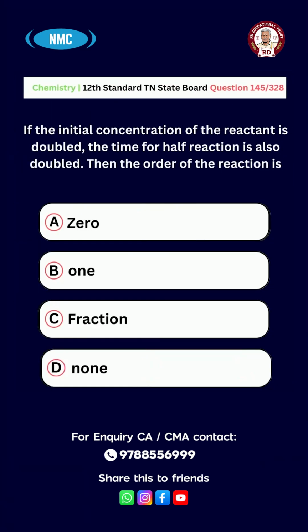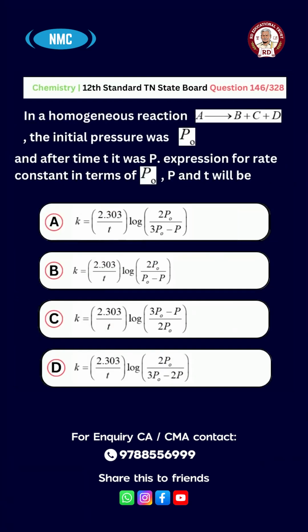Question number 145. If the initial concentration of the reactant is doubled, the time for half reaction is also doubled. Then the order of the reaction is option A 0, option B 1, option C fraction, option D none. The correct option is option A 0.